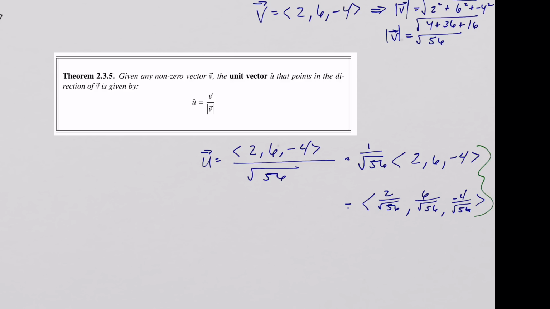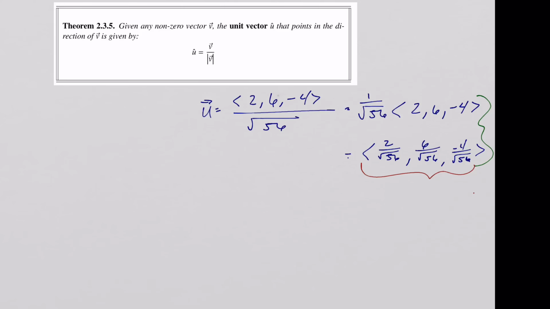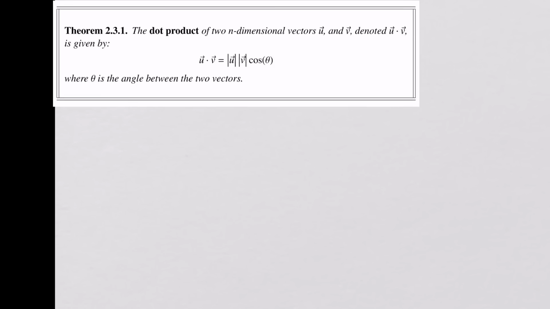And so if you wanted to check your work, you could just go back and calculate the magnitude of this vector, and it will equal 1. All right, and so we're going to introduce one final topic, and that's how we can relate the dot product to the angle between two vectors.